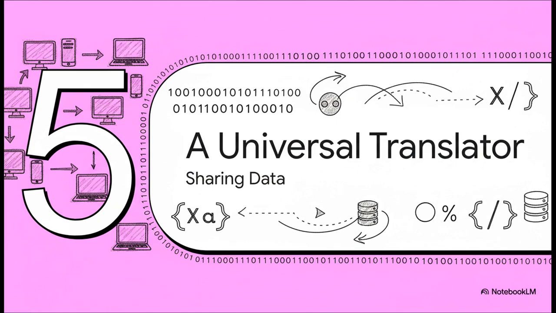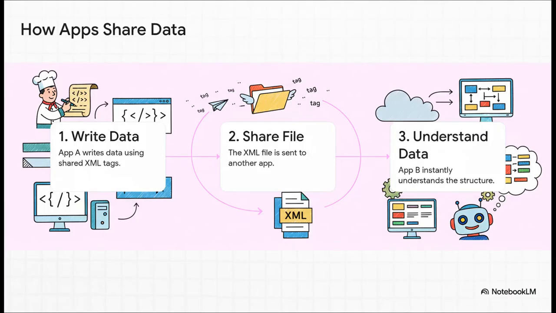So inventing our own tags for a recipe is cool and all, but why does this matter so much? Because it creates a universal way for totally different computer programs to share and understand data. It becomes a kind of universal translator for information. And here's pretty much how it works. Imagine one program writes some data using a shared set of XML tags, like our recipe tags. It then shares that XML file. Now, a completely different application, maybe one built by a different company years from now, can open that file and instantly understand its structure and meaning. Why? Because the tags tell it everything it needs to know.